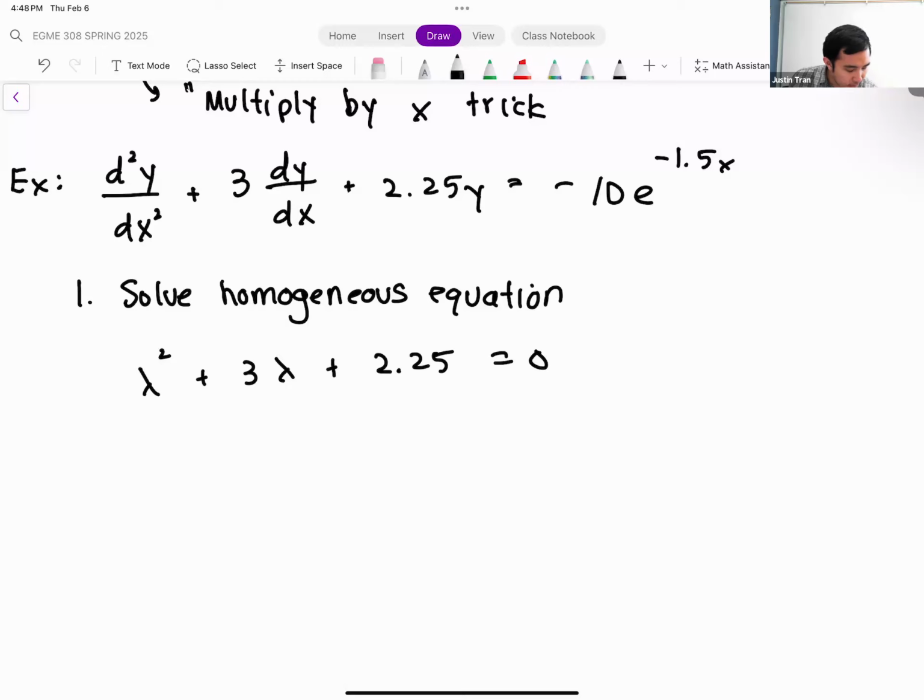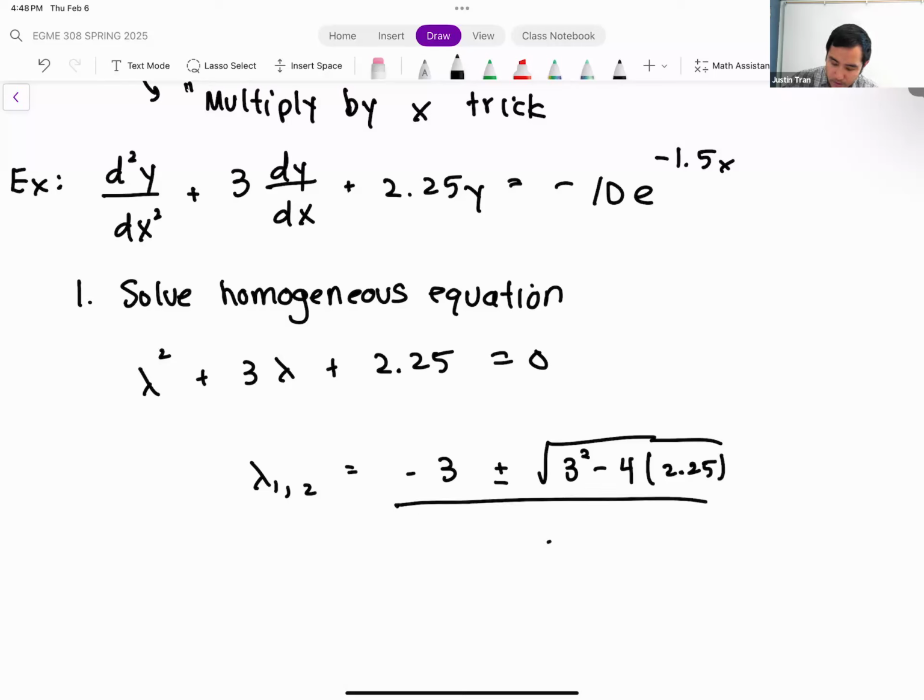And so let's go ahead and plug this into our quadratic formula. So lambda 1, lambda 2 is equal to negative b, so negative 3, plus or minus the square root of b squared, so 3 squared, minus 4 times a c, so 4 times 1 times 2.25, all divided by 2.